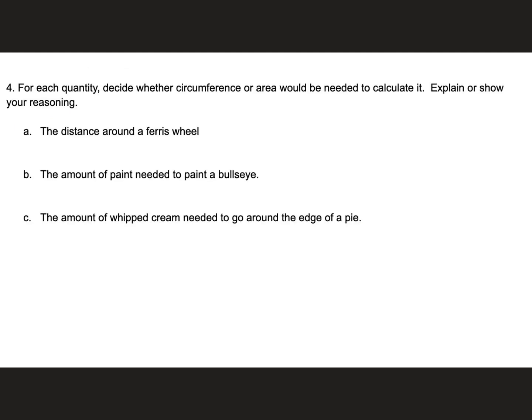All right, question 4. Are we looking at circumference or area of these different options? The distance around a Ferris wheel. A Ferris wheel looks like this. You have those little carts that are kind of moving around, connected to the middle. The distance around, we're looking at circumference. So your answer here is circumference because we're looking at the perimeter of a circle.